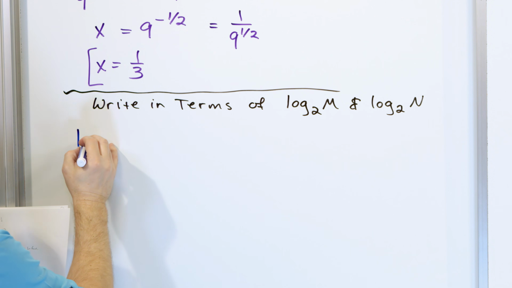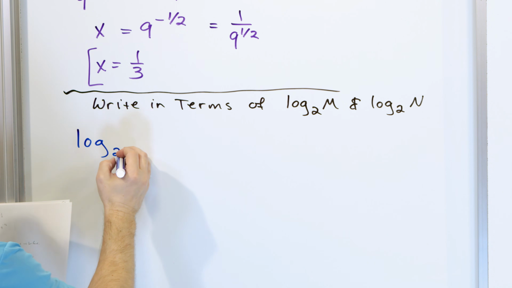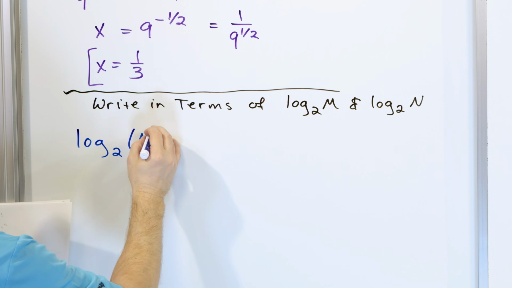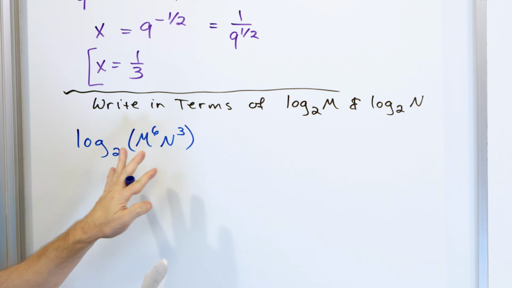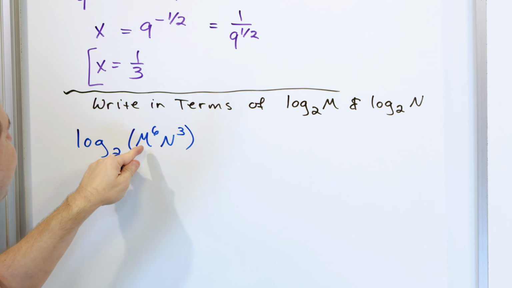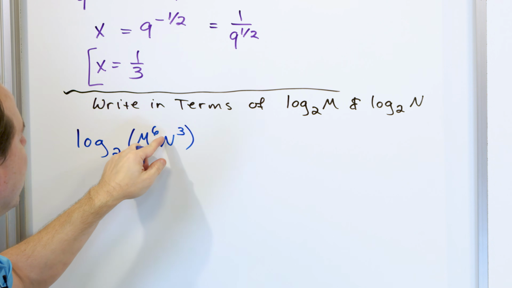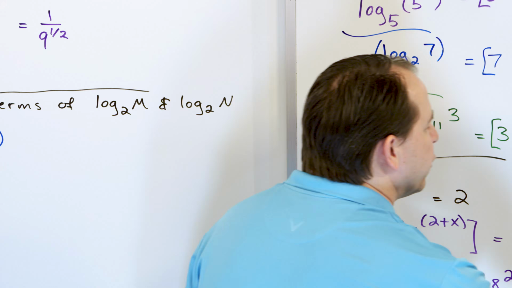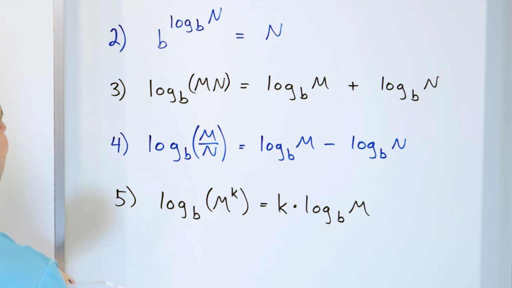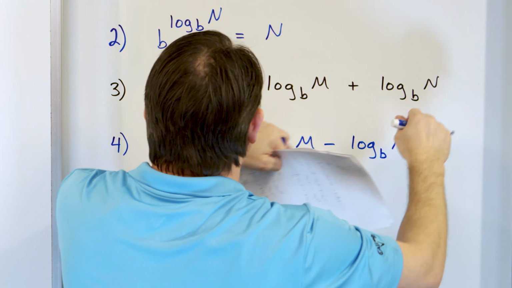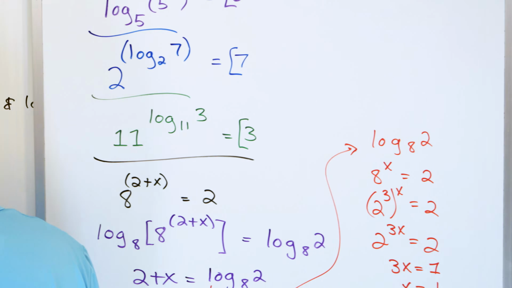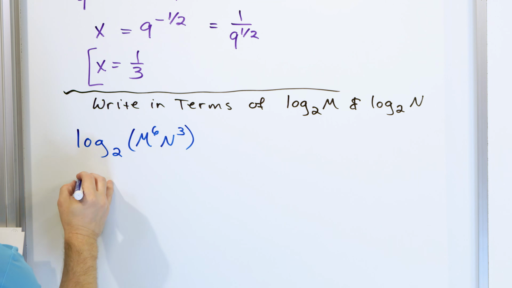So what if I give you log base 2 of the quantity m to the 6th power times n to the 3rd power? Now you have a little bit of a combination of things happening here. You have two things multiplied together, but you also have exponents in there. So remember, when you have two things multiplied together and you're taking the logarithm, you can just break them apart and make it the logarithm of both of those things. So do that part first, right? So what's this going to be?